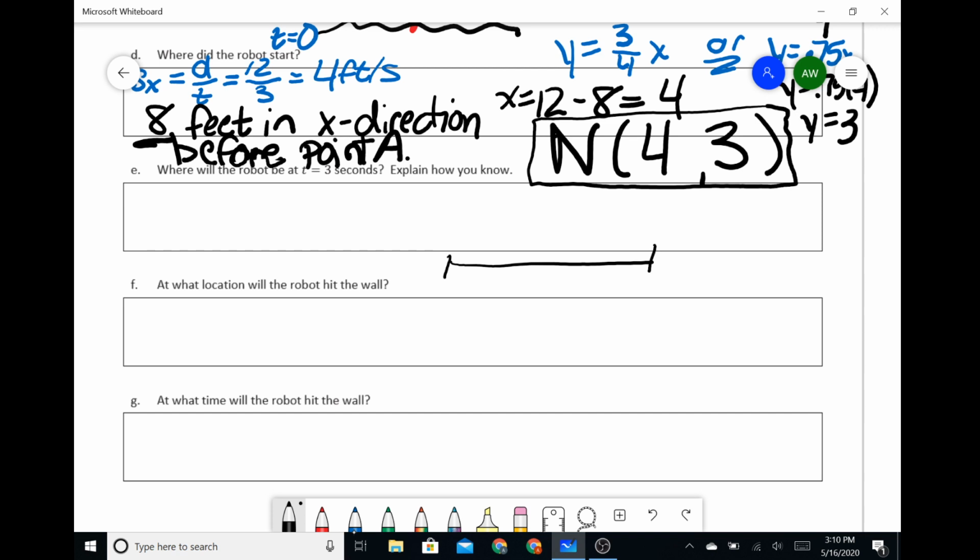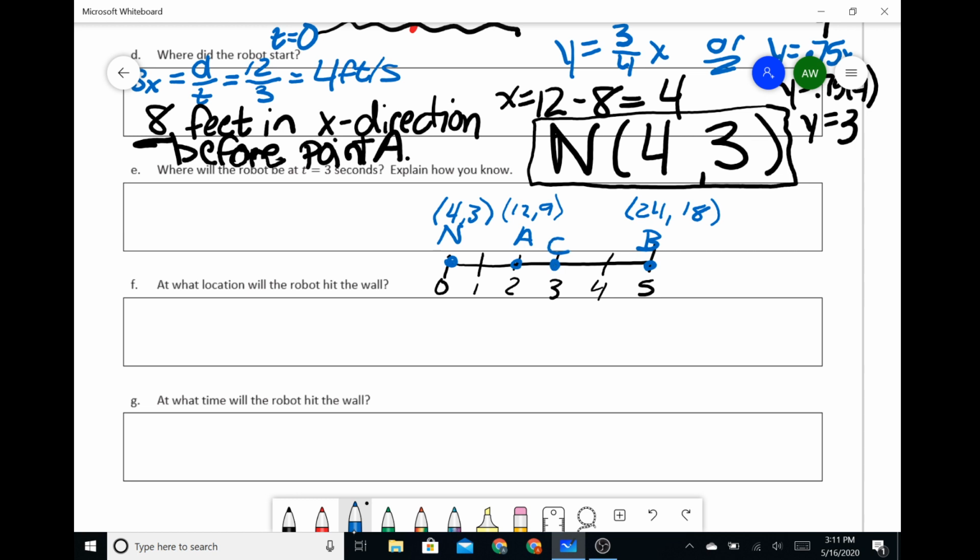So our timeline goes from 0 to 5. 1, 2, 3, 4. We know we had point A here, which was at (12, 9), and then we have point B here, which was at (24, 18). And then we also had our point N right here, which was at (4, 3), and that's where we started. Now I'm going to make a point C, which is at 3 seconds.